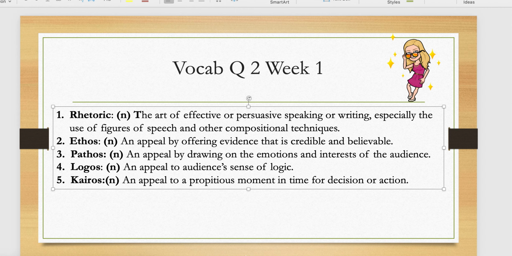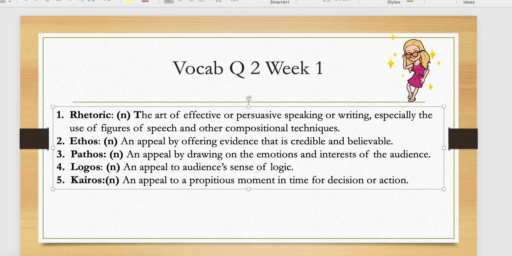So these words are going to be the same words that we use all year long as we think about the rhetorical appeals. So let's start with the word rhetoric. Rhetoric is a noun, and it is the art of effective, persuasive speaking or writing, especially the use of figures of speech and other compositional techniques.